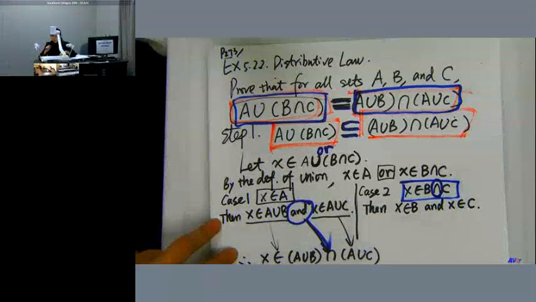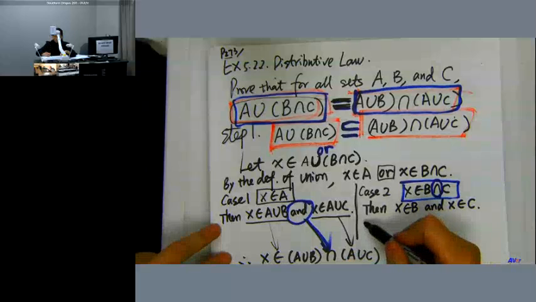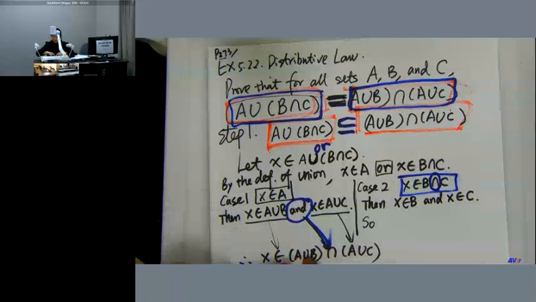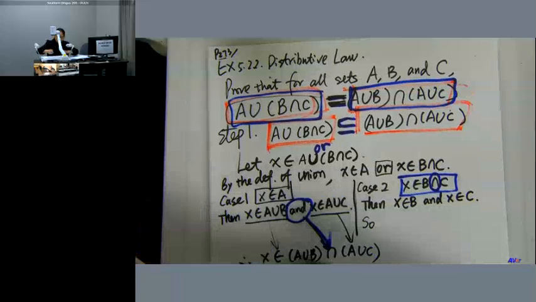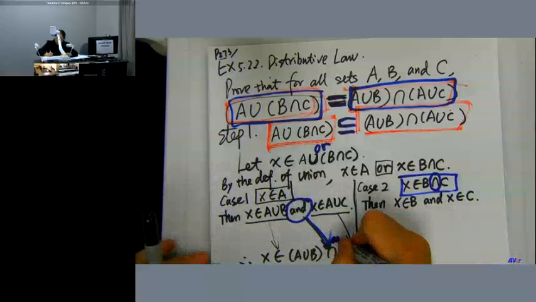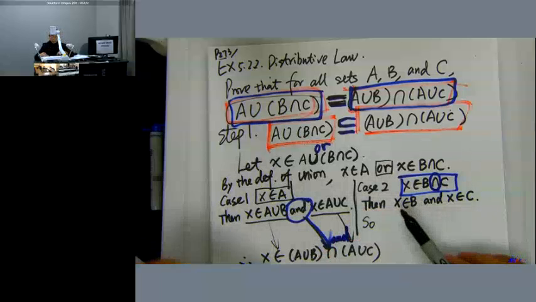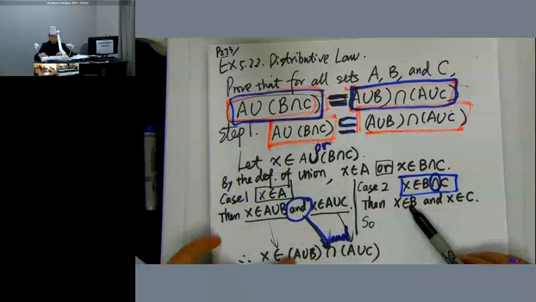Okay, what do you think I should write down next in order to prove my goal here? So, what do I need? I need X is in A union B and X is in A union C. Again, this is the word and. That's what I need. But what I have so far is X in B, not A union B.